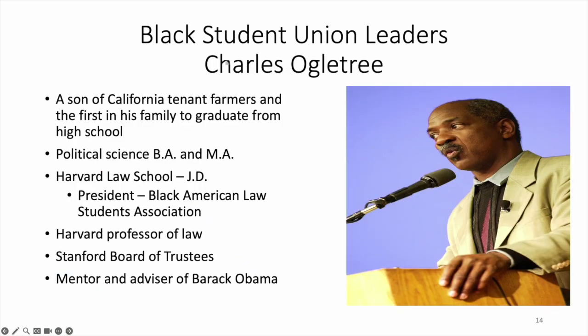The second was Charles Ogletree. Charles, a son of California tenant farmers and the first in his family to graduate from high school, got a BA and an MA in political science. He went to Harvard Law School, where he was president of the Black American Law Students Association. Harvard appointed him to the faculty. He became a well-known civil rights lawyer, was on our board of trustees, and a mentor and advisor to Barack Obama.